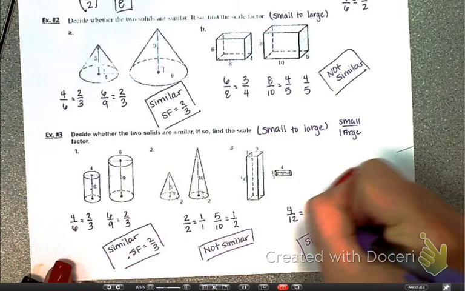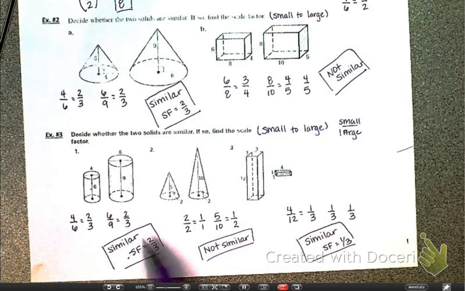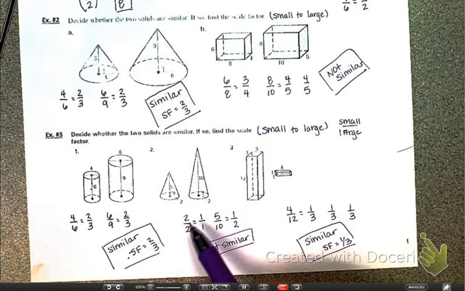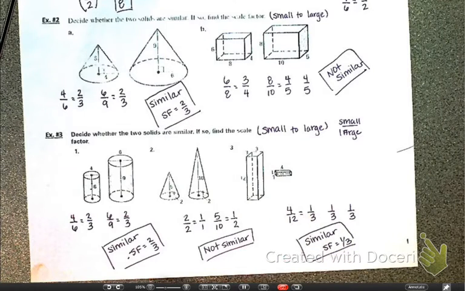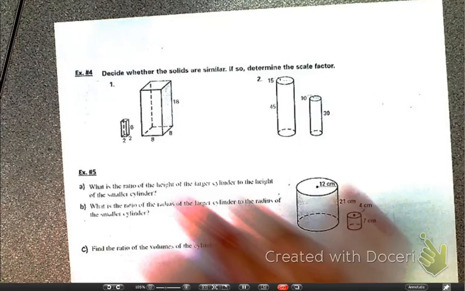Someone in second period asked me if they should write SF or K. It doesn't matter. If you write SF for scale factor or K, because we talked about how K also means scale factor, either one of those is fine. Remember, they're interchangeable. Okay? Any questions on that part? Do we need to see any more of those? Because there's 2 more, but I think we're okay with deciding if they're similar.